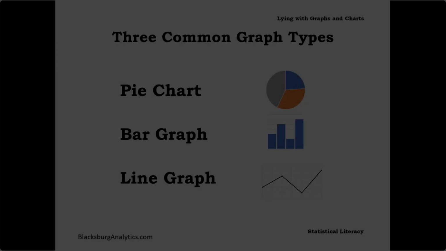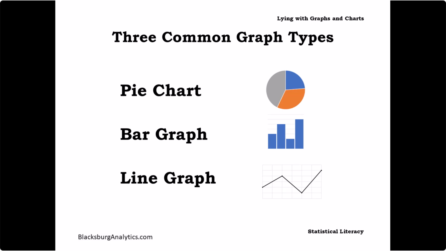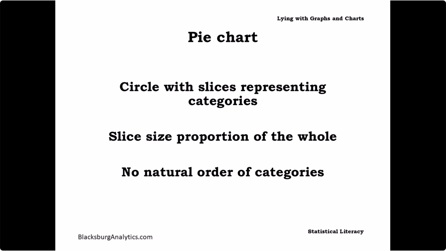The three most common graph types are pie chart, bar chart, and line graph. Everyone has seen many versions of each, even if they didn't notice the type at the time. A pie chart is a circle with slices representing categories. The sizes of the slices correspond to the proportion of the whole the category represents. There is no natural ordering of the categories, and slice colors are arbitrary. The category name and amount are usually shown on the slices.